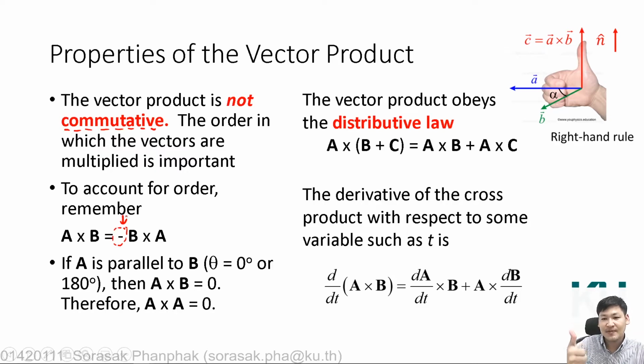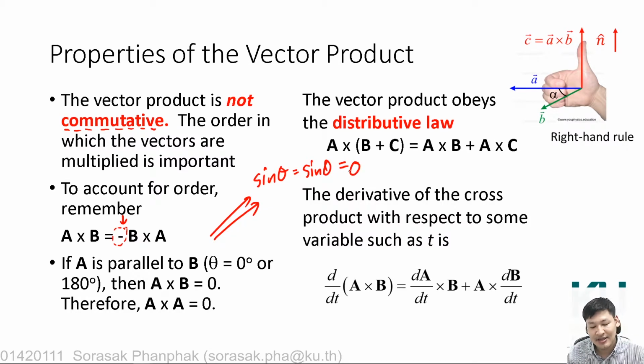It means A cross B, you have upward direction. B cross A, you have downward direction. You change the order, you change the direction. That leads to, if you have the same vector crossing itself, that means you have vectors pointing in the same direction, so you have sine theta equal to sine 0, so it's zero. Same as if you have opposite directions and still parallel, that means you have sine theta equal to sine 180, which is also 0 as well.